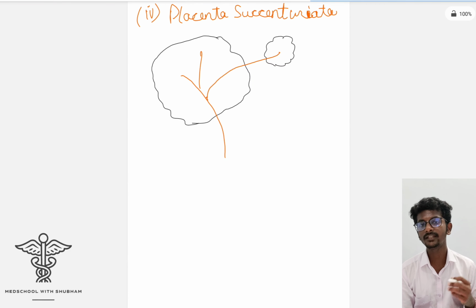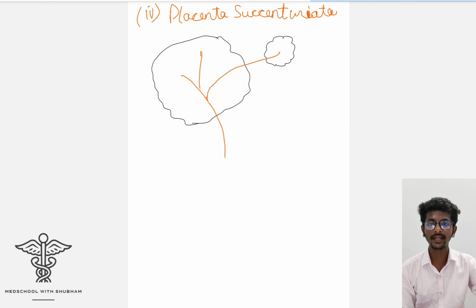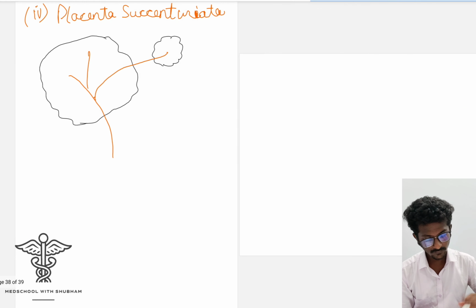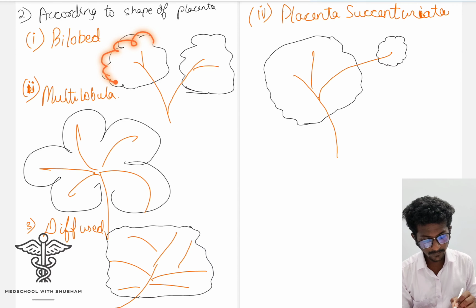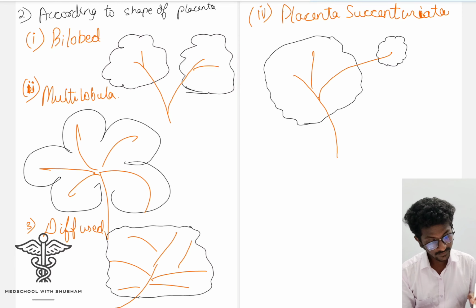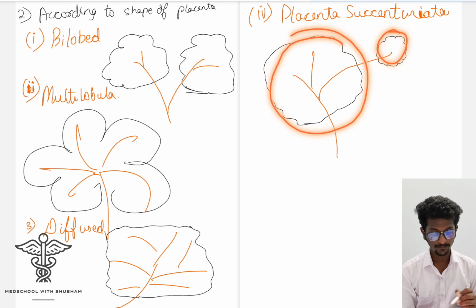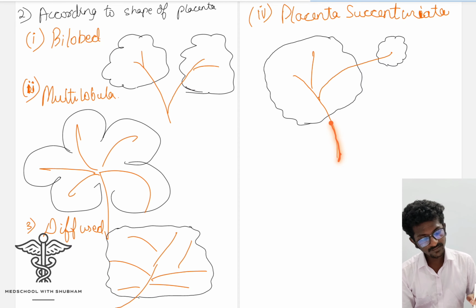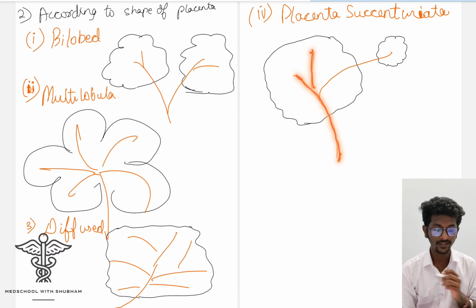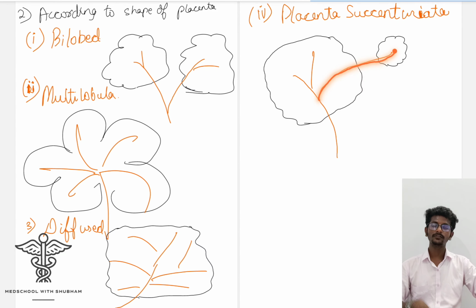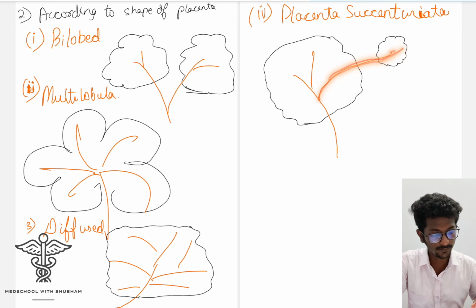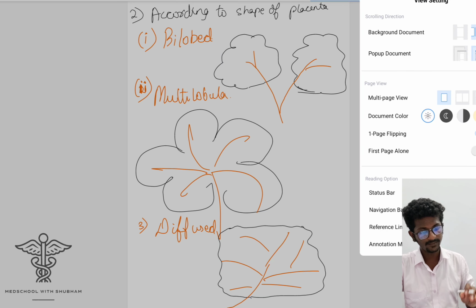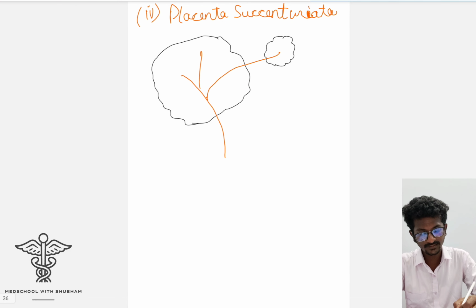Now, many of the students might be thinking, then what is the difference between the bilobed placenta and the placenta succenturiata? So, see guys, in the bilobed placenta, both of the lobes were equal in shape and size. But here, one is a bigger lobe and one is a smaller lobe. Also, both of the lobes have independent blood supply. But here, the blood supply is single to the bigger one, and a smaller branch from the blood supply to the bigger one is going towards the smaller part. So this is the difference between the bilobed and the placenta succenturiata.